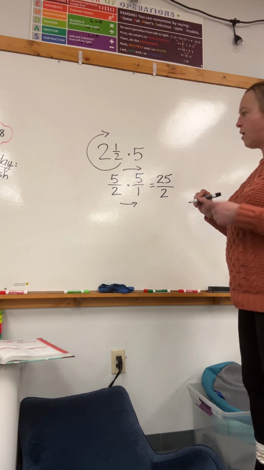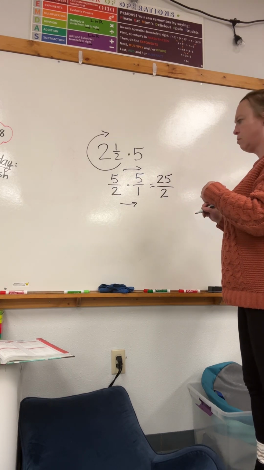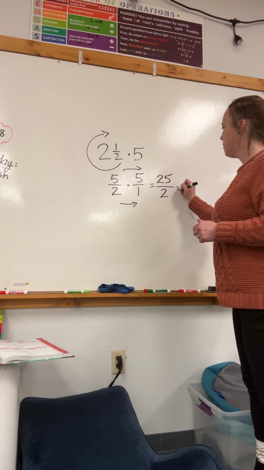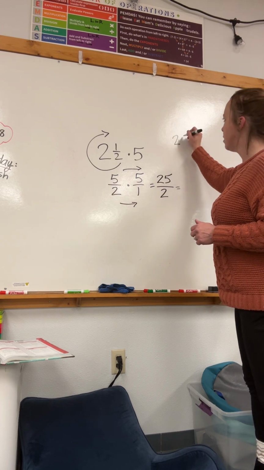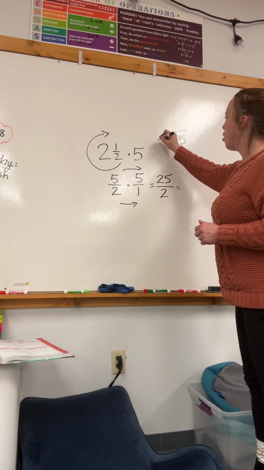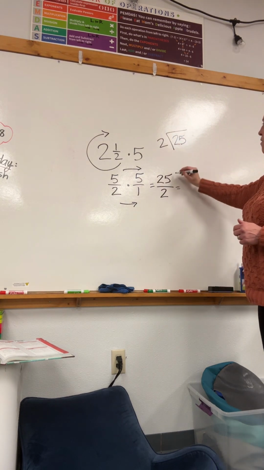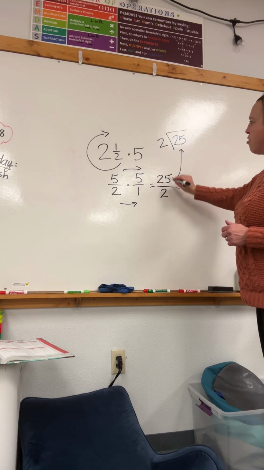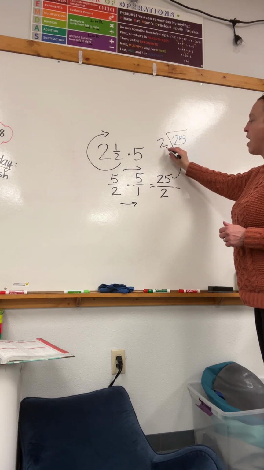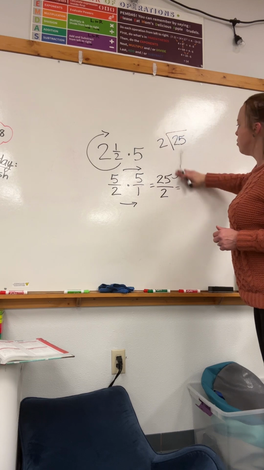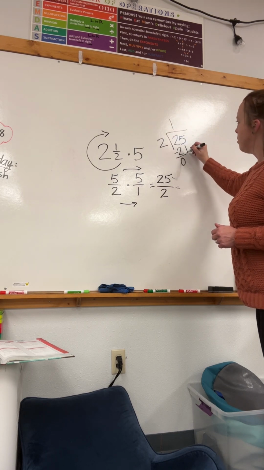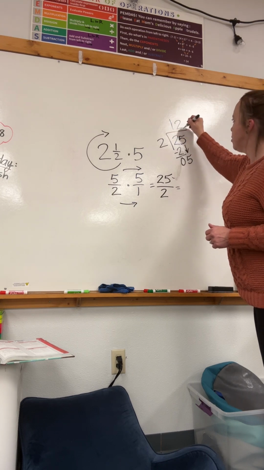Be careful here. Don't add. I don't know what else I've been seeing. Crazy things. Make sure you're actually multiplying. 25 divided by 2. If you don't know for sure, go over here and divide it. 25, the number on top always goes inside the division box. The number on the bottom is always on the outside. 2 goes into 2 one time. Bring down my 5.